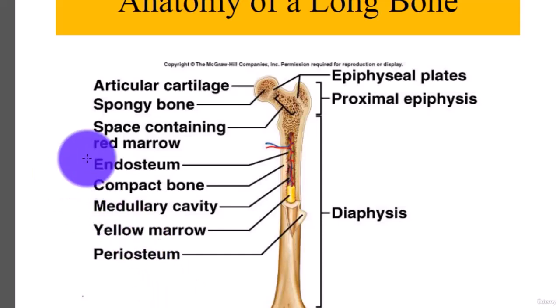Anatomy of the long bone: articular cartilage, spongy bone, space containing red marrow, endosteum, compact bone, medullary cavity, yellow marrow, periosteum, epiphyseal plates, proximal epiphysis, diaphysis, and distal epiphysis. This is the femur.